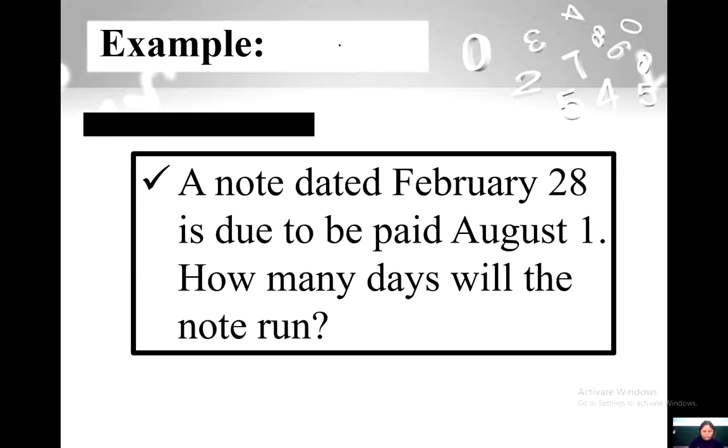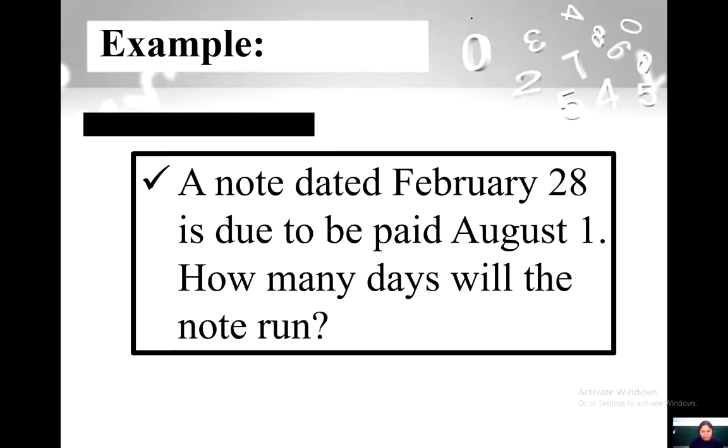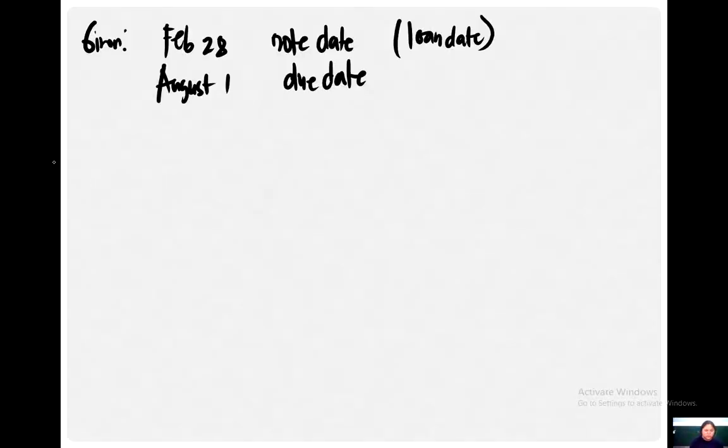Okay po? So February 28. So this is the note dated. We don't know the exact year. We don't know the specific year. Okay, so August 1. This is the due date. The noted date, we can also label as loan date. Okay po. Anything else? So we're asked to find how many days will the note run.